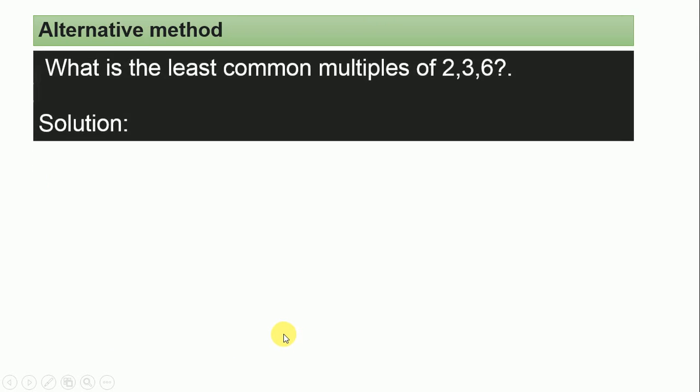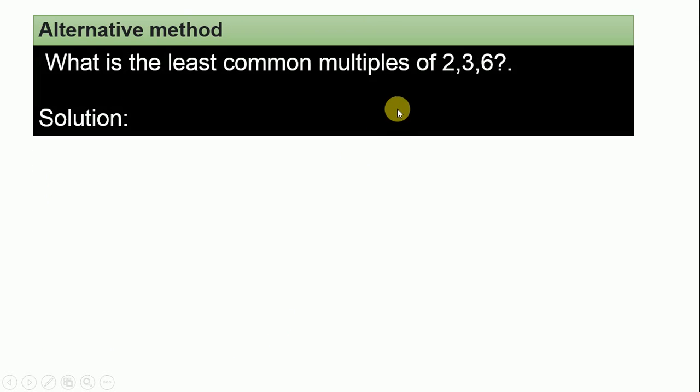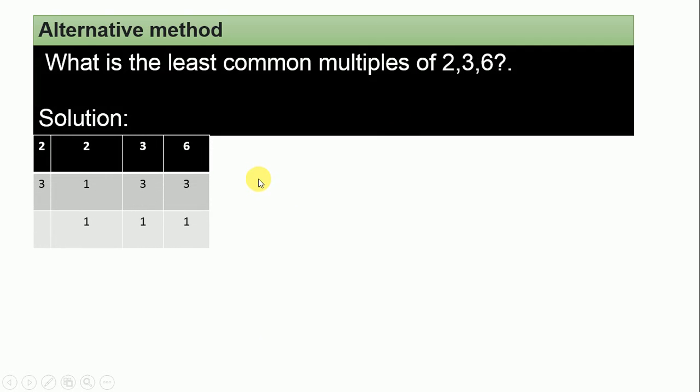An alternative method: what is the least common multiple of 2, 3, 6? The solution goes thus. In this case, you'll be using a table form. These are the numbers for which you are trying to find the common multiple: 2, 3, 6. So you start from the lowest prime factor.